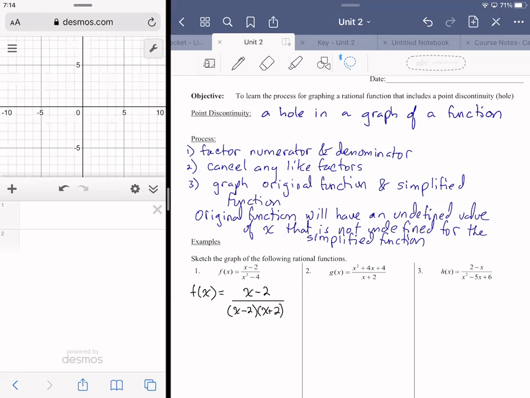I am going to take note, though, that f of x is undefined. I'm going to look right here. I see two factors in my denominator. I'm going to take note that it's undefined when x is equal to 2 or x is equal to negative 2. If I put a 2 in here, it makes that first factor 0. If I put a negative 2 here, it makes that second factor equal to 0.